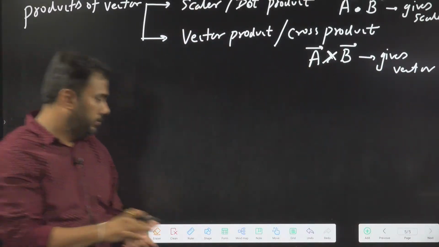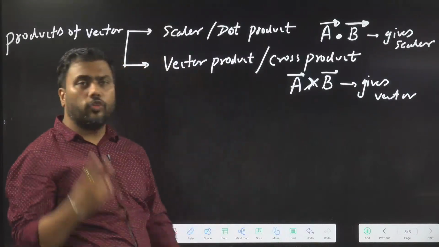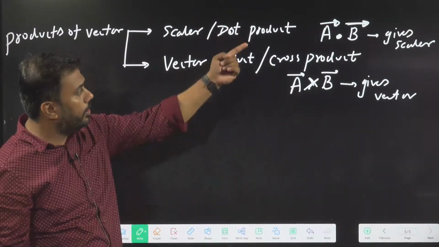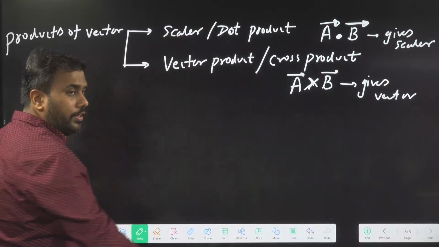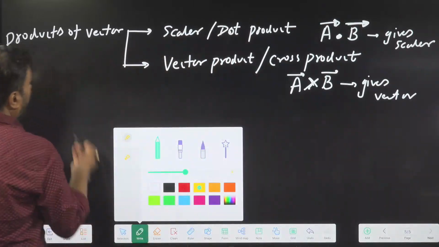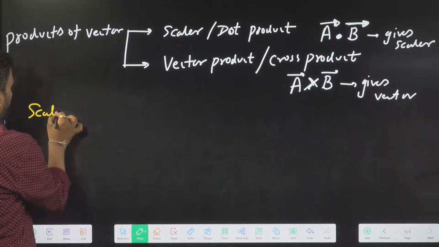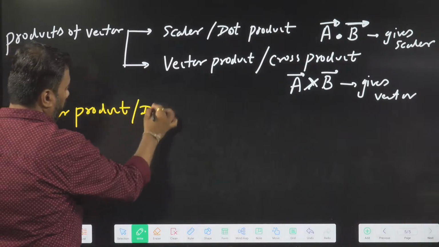Is this clear? There are two types of vector product, scalar product and cross product. We will first learn about the scalar product. We will first pay attention to the scalar product. So let us learn the scalar product or dot product.